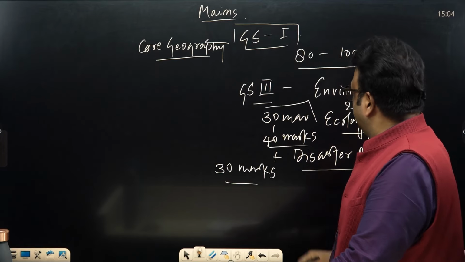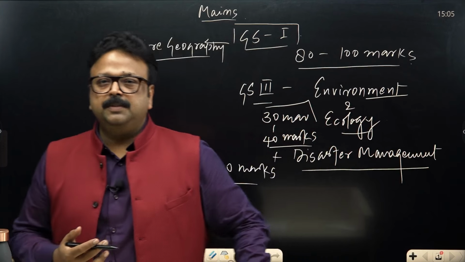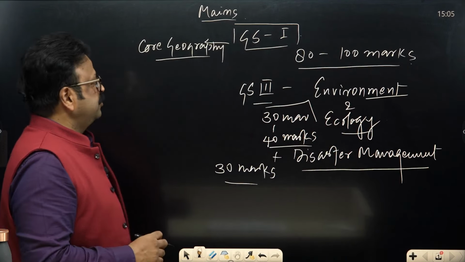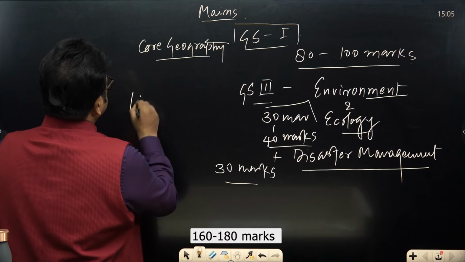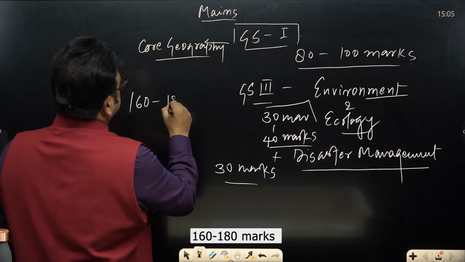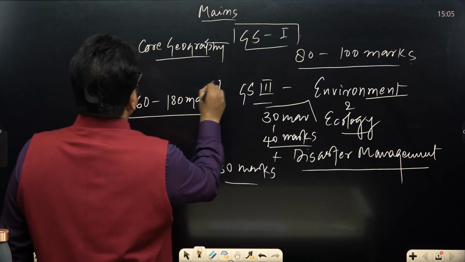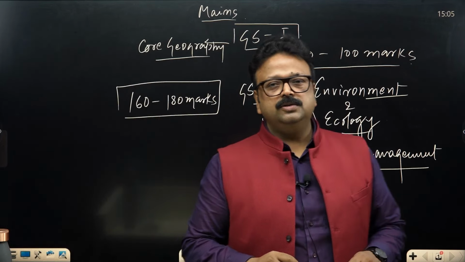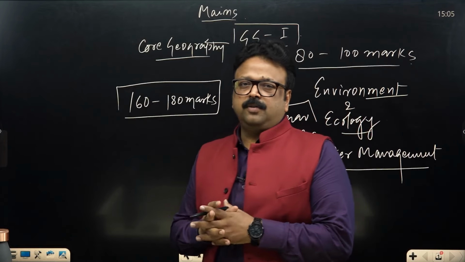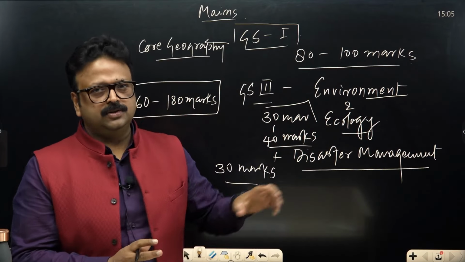That means if you sum up all this, you are going to have an impact of 160 to 180 marks in your mains examination. 160 to 180 marks of paper 1 and paper 3 in your general studies is coming from geography. Optional geography is going to cover all this.